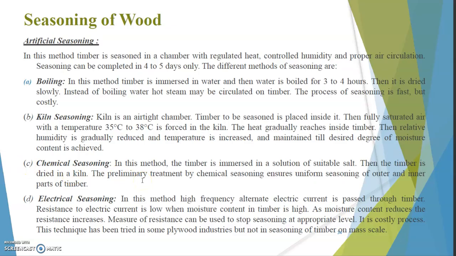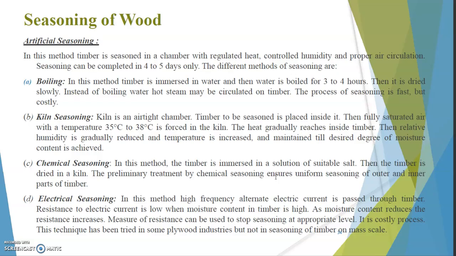Chemical seasoning, again, instead of immersing the timber into simply water, a solution of water is being used, then the timber is dried in a kiln. So right, this preliminary treatment by chemical seasoning ensures uniform seasoning of outer and inner parts of timber. So what they are telling, before going for either kiln seasoning or any other seasoning, you just preliminarily treat your timbers with the help of that chemical salt, so that what happens, the seasoning may be done throughout the structure of your timber.